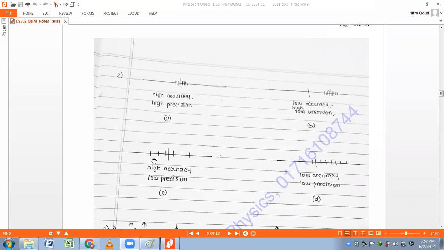This can be said to be high accuracy because the average would be pretty much matching with the true value, but they are of low precision. This is the worst type of example. We have low accuracy and low precision.